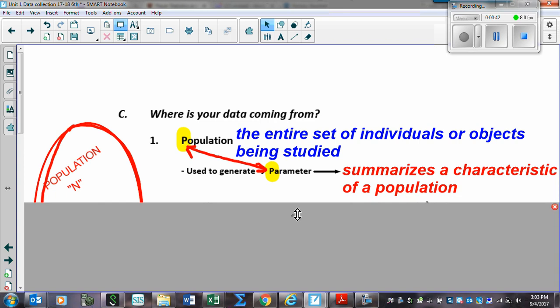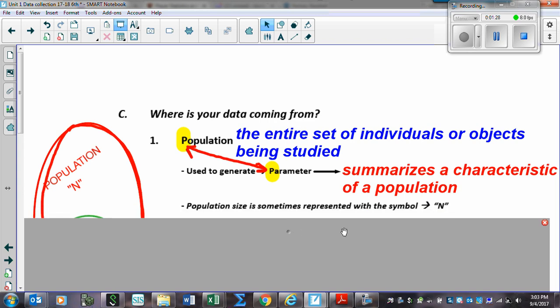The parameter describes some characteristic of the population. It could be the average of the population, if it's numerical data, or the standard deviation of the population, or if it's categorical data, we could talk about the proportion of the entire population, the proportion of people who voted for a particular candidate, or who prefer a certain parking policy. But a parameter describes a population. And we can remember that because they both start with P. Parameter describes a population. Okay, so P goes with P.